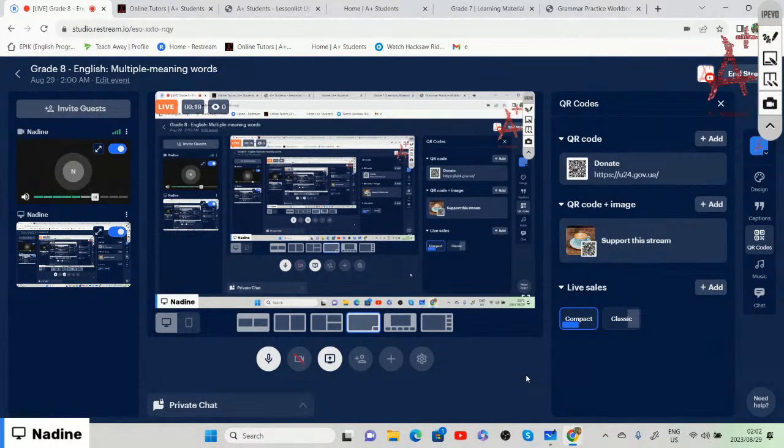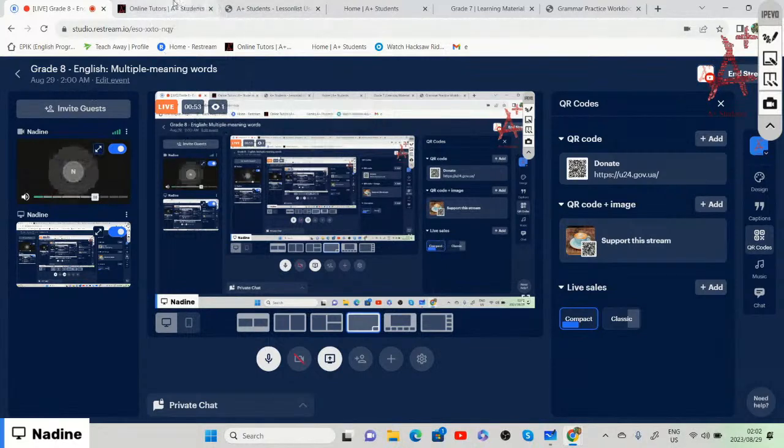All right, so for today, we will be doing our grade 8 English lesson on multiple meaning words. Multiple meaning words is another name for a specific word, which we are going to find out more about, right?